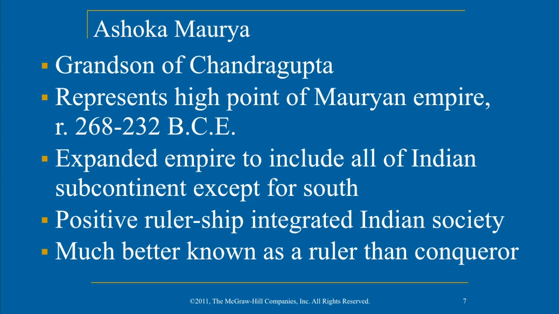We then get to the Ashoka Maurya. He's the grandson of Chandragupta, and he represents the high point of the Mauryan Empire. He ruled from 268 to 232 BCE. He expanded the empire to include all of the Indian subcontinent except for the south, which is that part I showed a little bit before. Positive rulership, integrated Indian society.